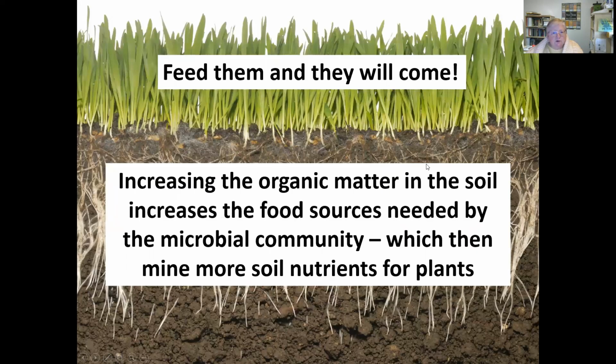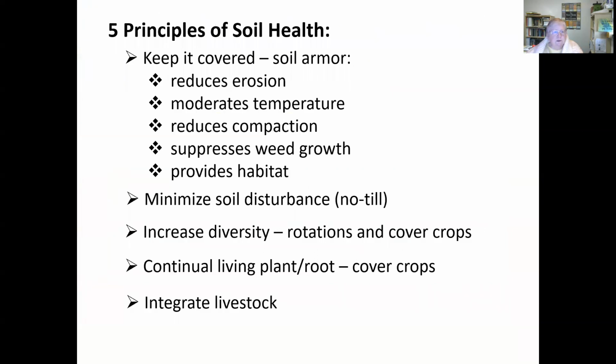Another big factor in how to improve soil health is feed them and they will come. If you increase the organic matter in the soil, it increases the food sources needed by the microbial communities, which then mine more nutrients, soil nutrients for the plants. If you don't have a food source for the microbes, they will not come and they will not make the enzymes that create the products that the plants then need. So you have to be sure and remember to feed the microbes.